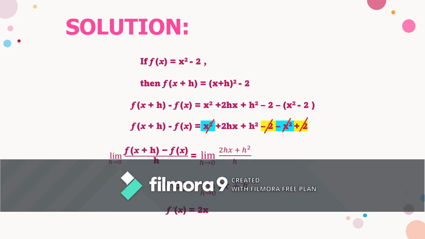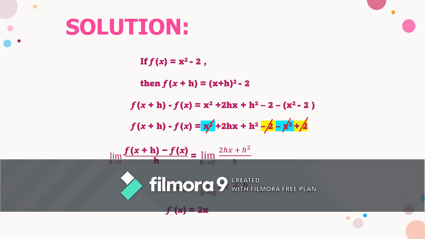The terms to be added that will give us 0 are color-coded. So we have here shaded as blue, x squared minus x squared. So that is 0 or it is cancelled out. And then also with the constant term, negative 2 plus 2, shaded as yellow for you to see immediately. Okay? So next, what is left now on the right side of the equation is 2hx plus h squared.